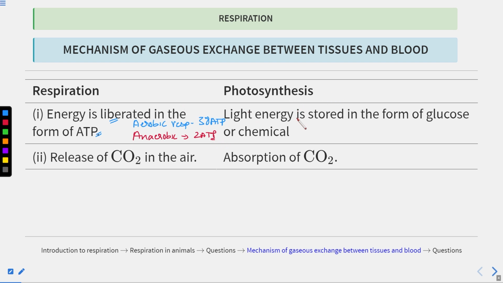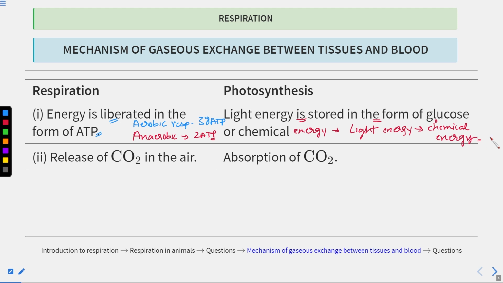Now what happens in photosynthesis? Light energy is stored in the form of glucose, or you can say in the form of chemical energy. So what is happening during photosynthesis? The light energy is converted into the chemical energy.